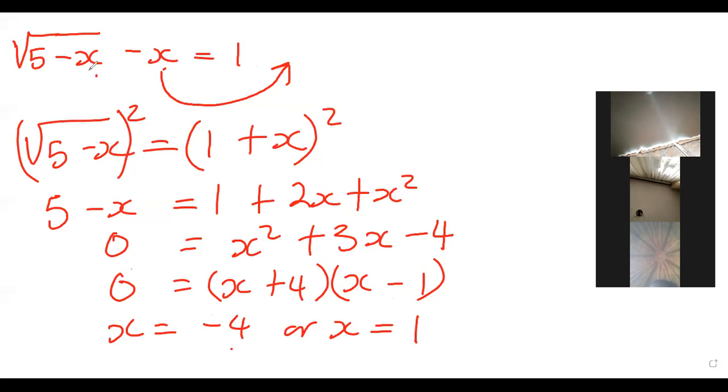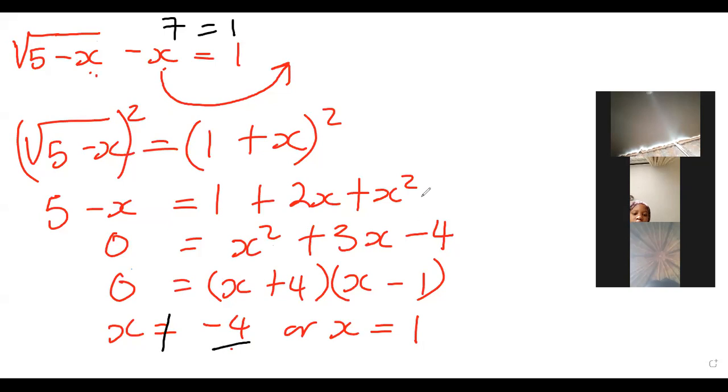If I take minus 4 here, it will be 5 minus minus 4, which is 5 plus 4, which is 9. Root 9 is 3. Then minus, I take the minus 4 and put it there, so 3 minus minus 4, which is 3 plus 4, which is 7. By testing minus 4, I get 7 is equal to 1, which is false.